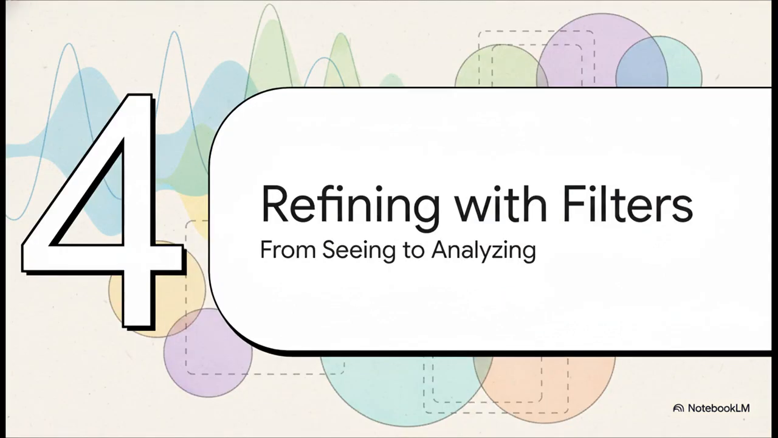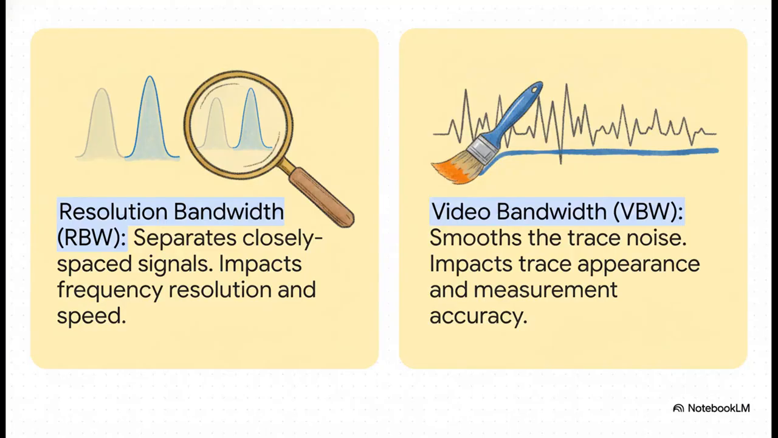Okay, so we can find our signal and we can set its level. But how do we go from just seeing it to actually analyzing it? Well, this next part is the secret sauce. It's all about using the analyzer's internal filters to reveal the details that are hidden inside that signal. We have two super important filters to work with: resolution bandwidth, or RBW, and video bandwidth, or VBW.